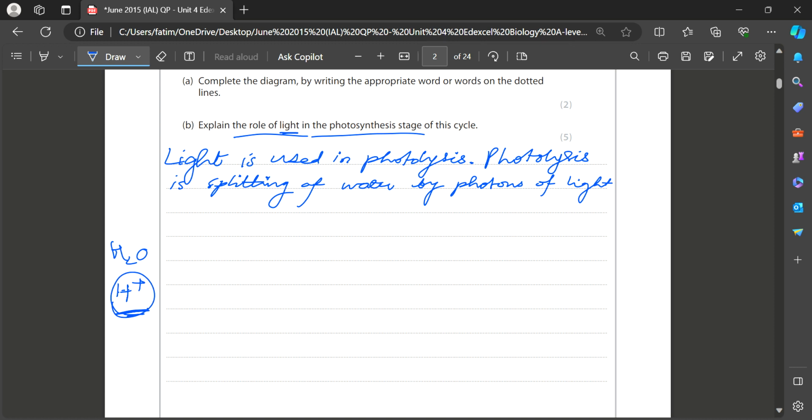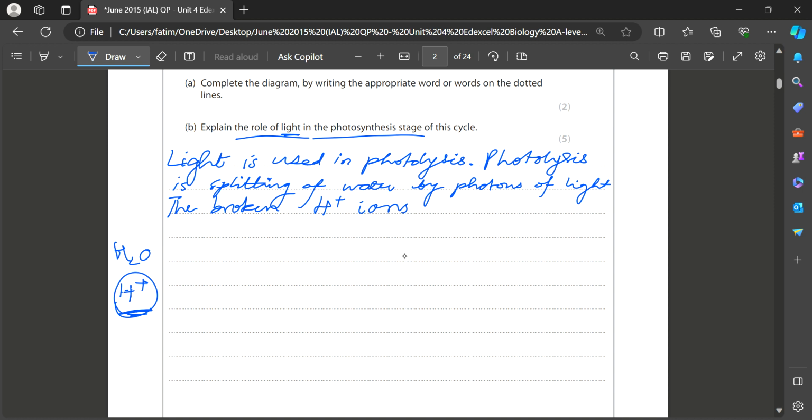So I have to explain how. So the broken H plus ions, what will they do? They reduce NADP to NADPH. So we got hydrogen from there to here in NADPH.